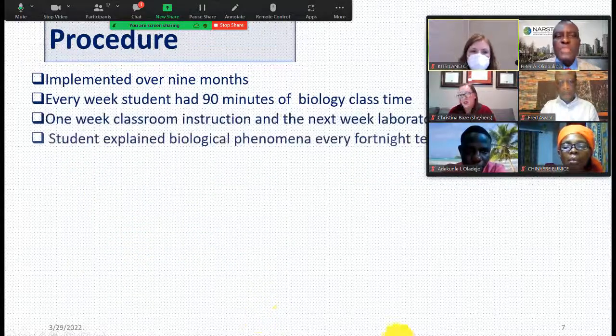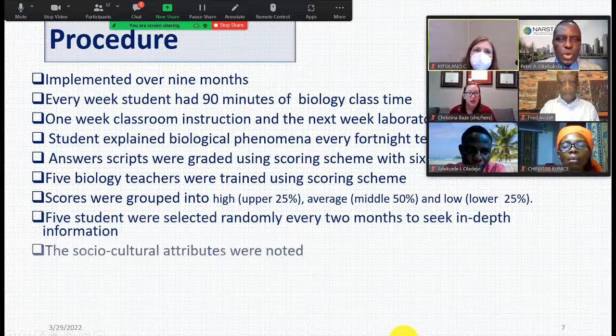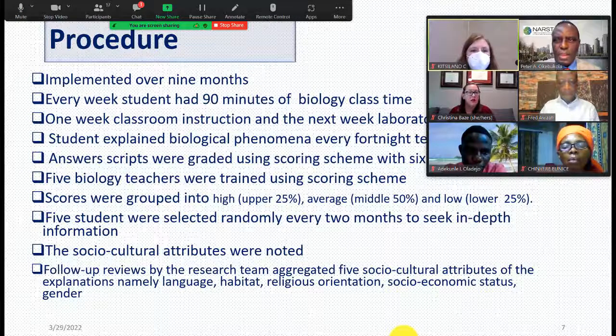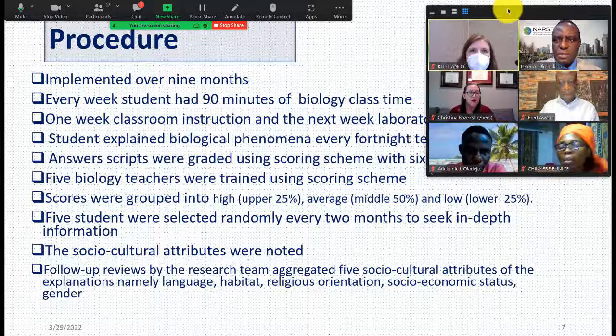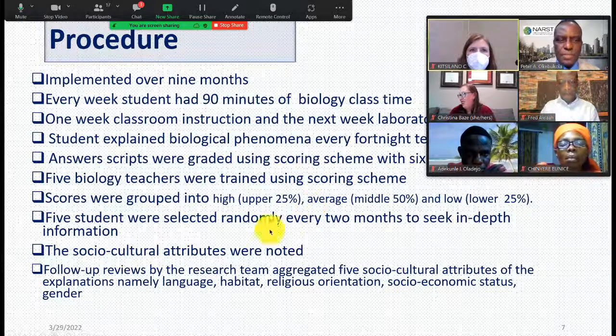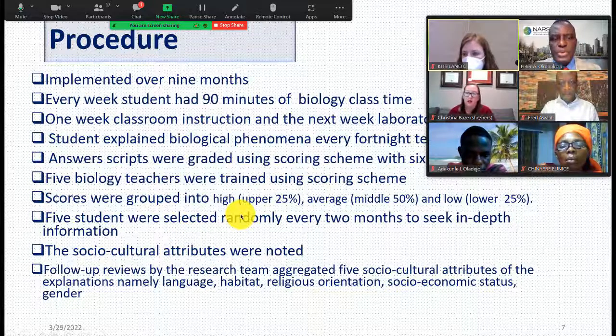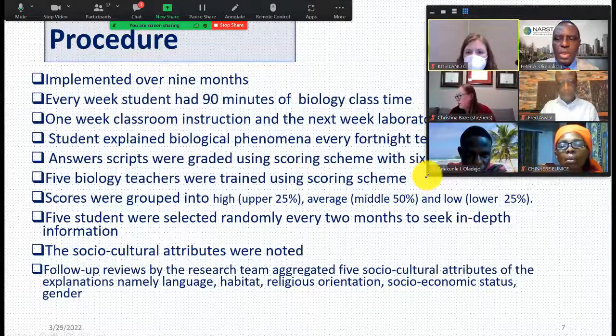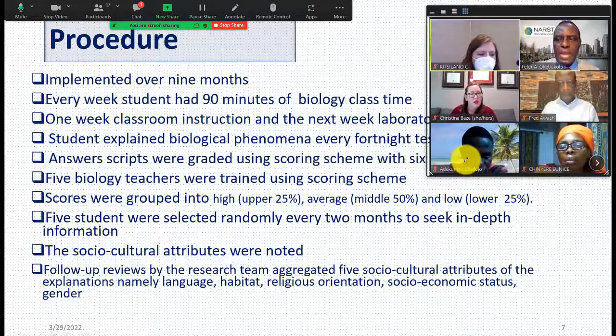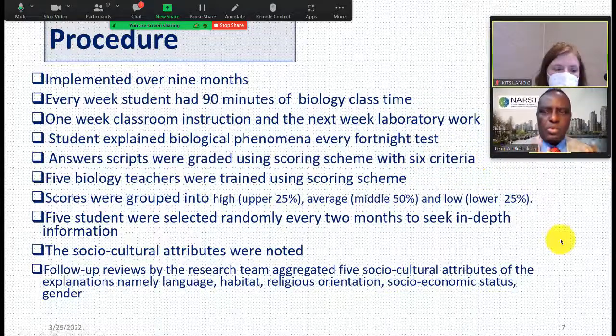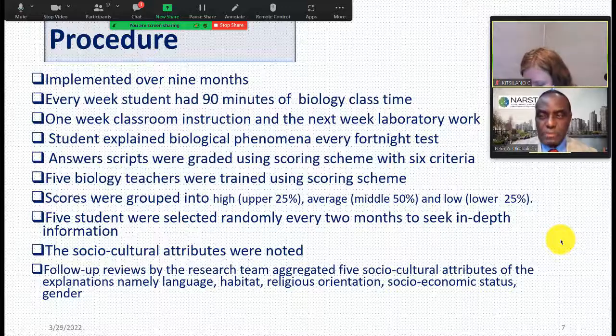So how did we proceed? The study took 9 months. Every week in the biology class, the students were engaged for 90 minutes. One week of class instruction, the next week for laboratory work, and then we ensured that the students explain biology phenomena every fortnight. We gave them some homework where they would explain biology phenomena. We also gave them tests every fortnight. They had to explain biological phenomena.